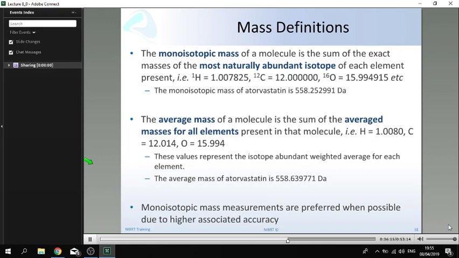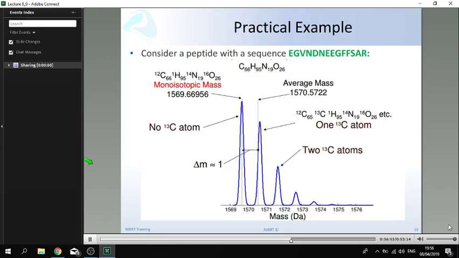This is calculated taking into account that it only has the most abundant isotopes. However, we also have the average mass of the molecule, which is the sum of the average masses for all elements present in that molecule. So instead of using the exact mass of the most naturally abundant isotope, we're using average masses. These values represent the isotope abundance weighted average for each element. In that case, the average mass of atorvastatin will be slightly different. It's 558.639771. So it depends whether you are reporting monoisotopic mass or the average mass. But monoisotopic mass measurements are preferred when possible, due to the higher associated accuracy of your instrument.